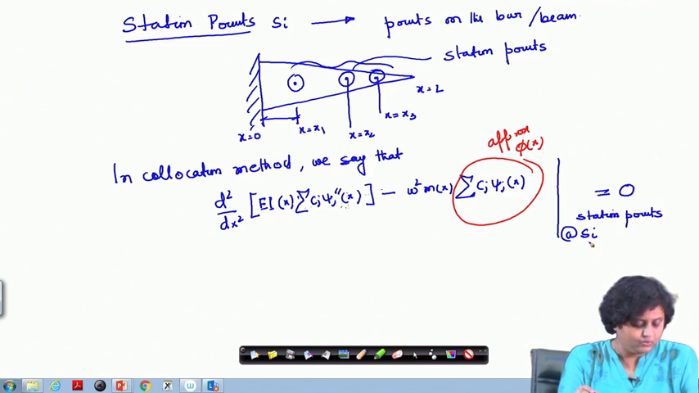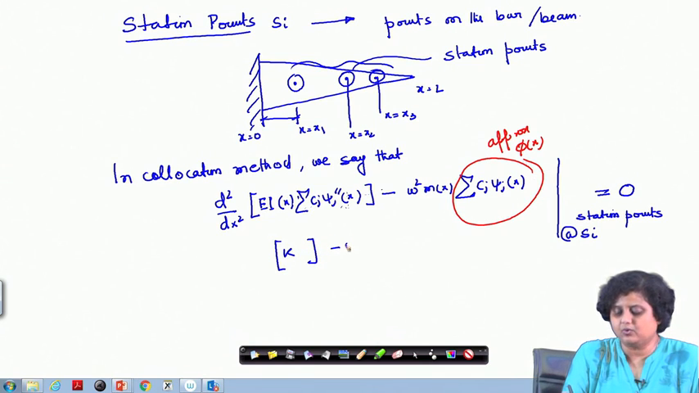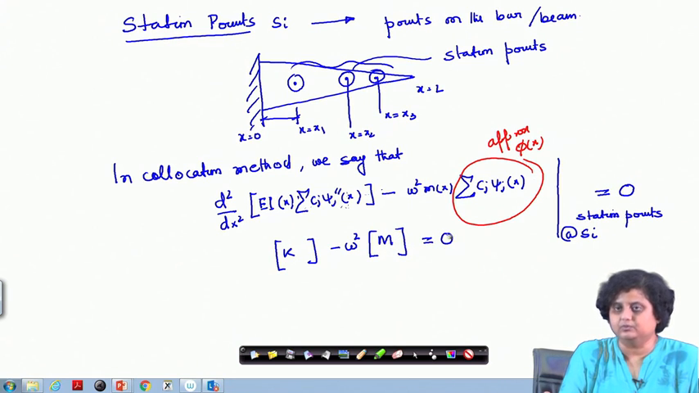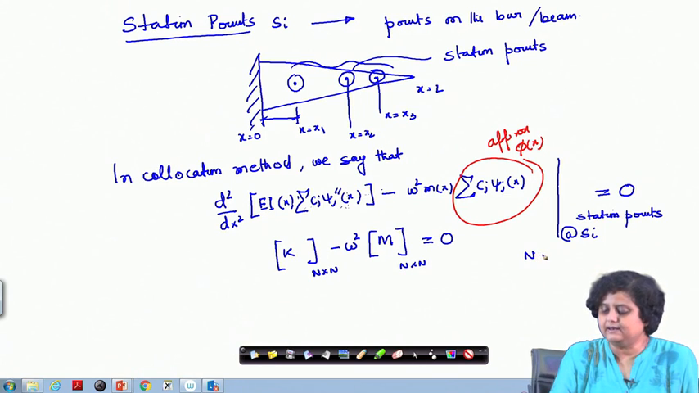Thereby, if we write down the equation, finally it is going to take a matrix form of K minus omega square M is equal to 0, where K is n cross n, M is n cross n, where n is the number of trial functions.